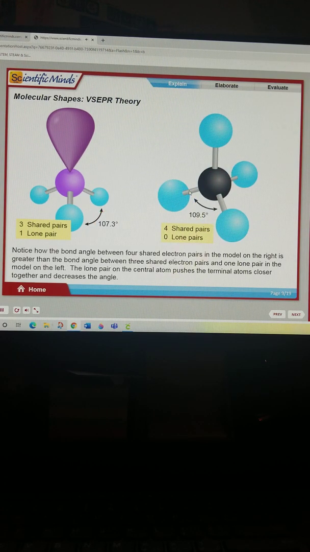Notice how the bond angle between 4 shared electron pairs in the model on the right is greater than the bond angle between 3 shared electron pairs and 1 lone pair in the model on the left. The lone pair on the central atom pushes the terminal atoms closer together and decreases the angle.